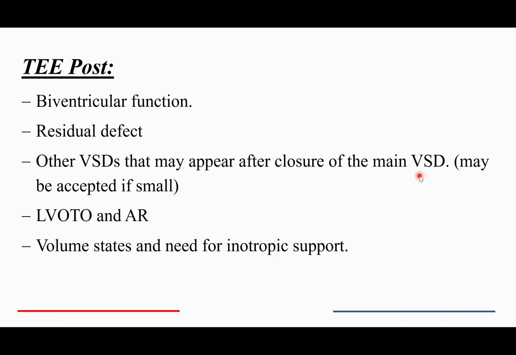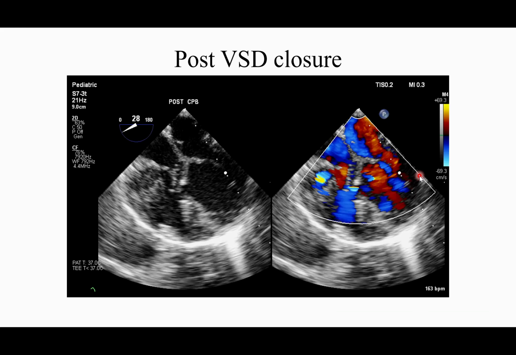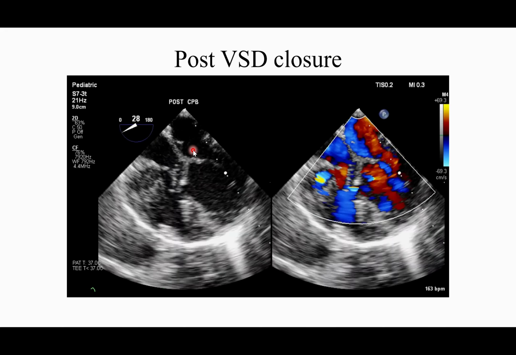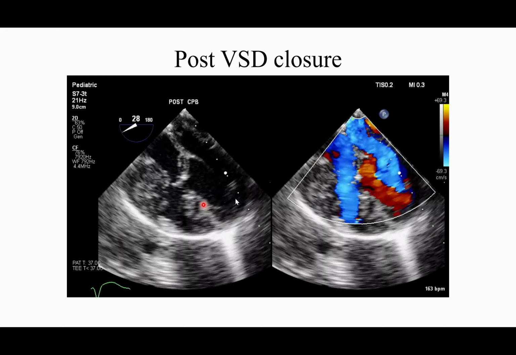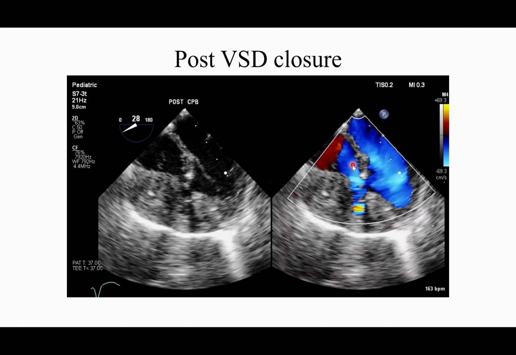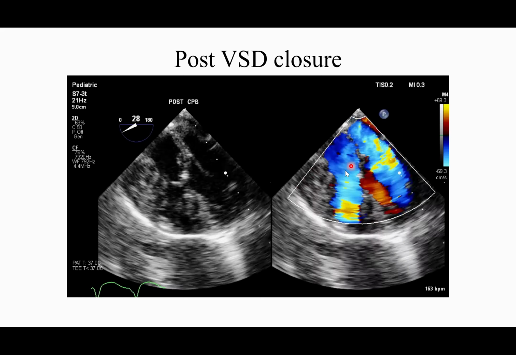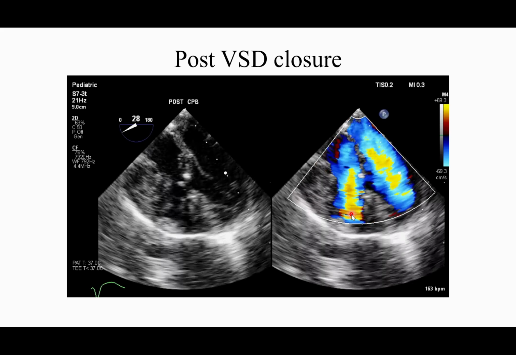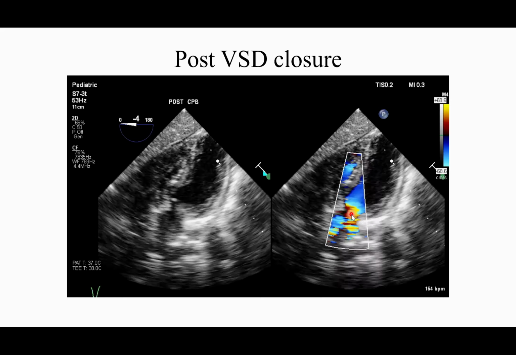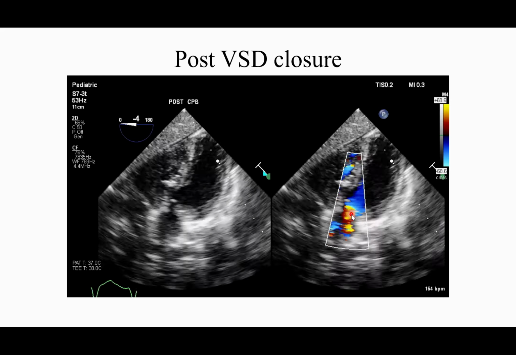LVOT obstruction and aortic regurgitation, volume status, and the need for inotropic support. This is the patch after closure of a VSD. We should search for any residual blood passing through the residual VSD, passing through the patch. This is also post-closure.